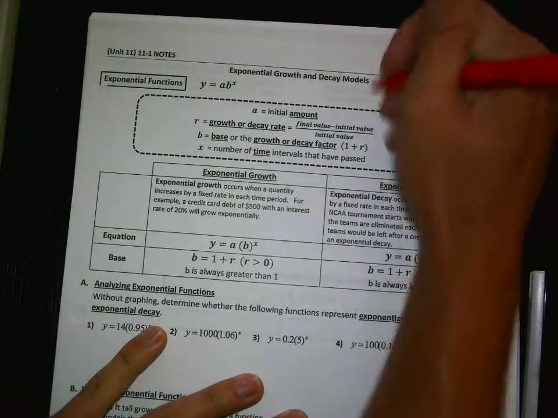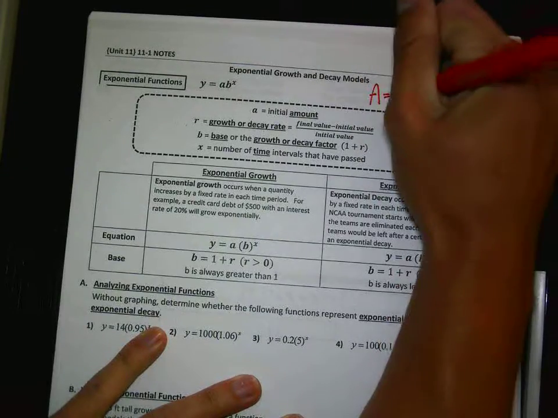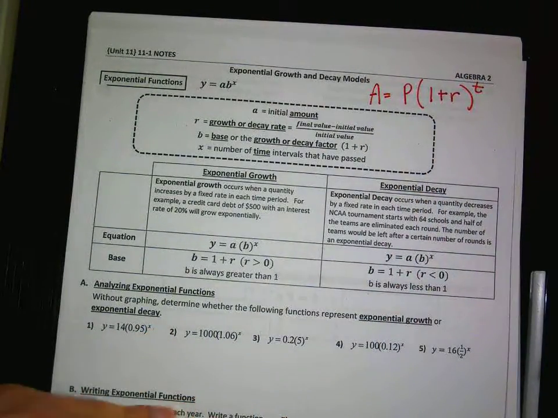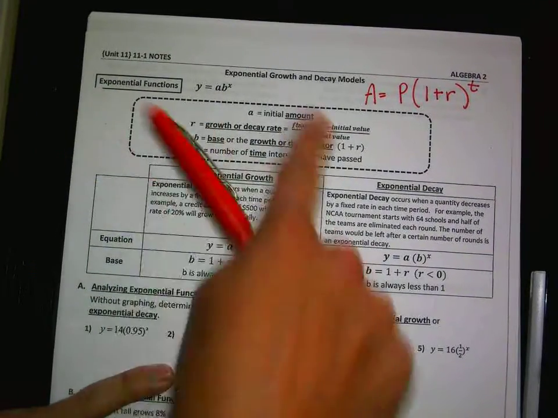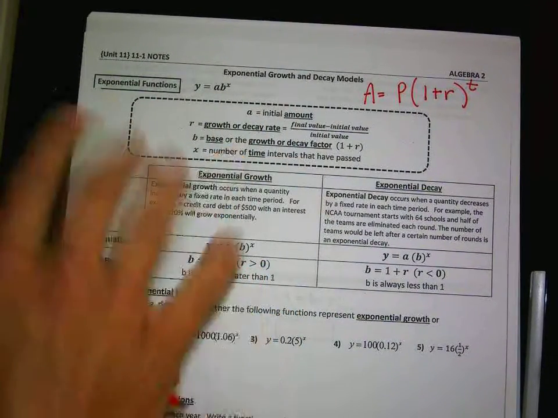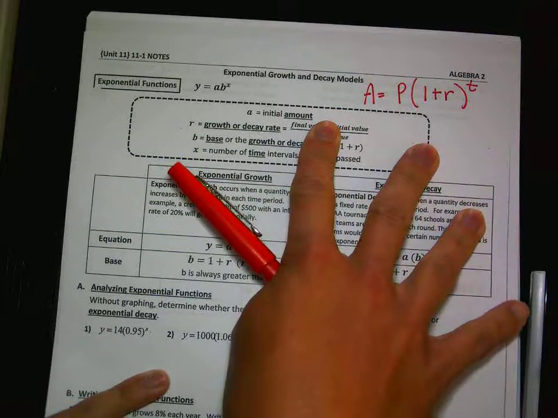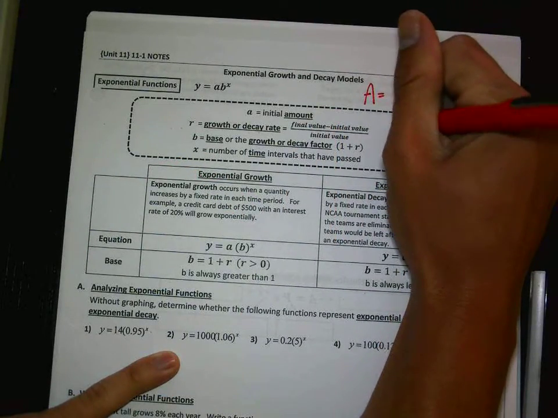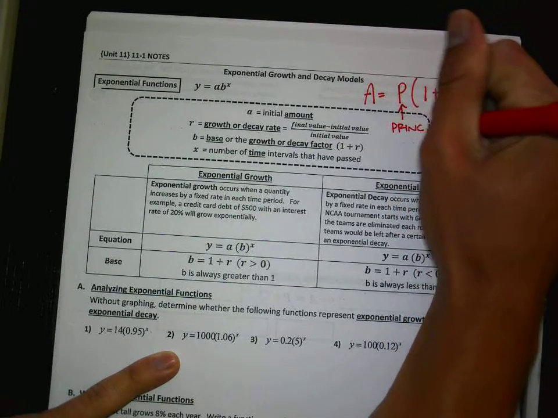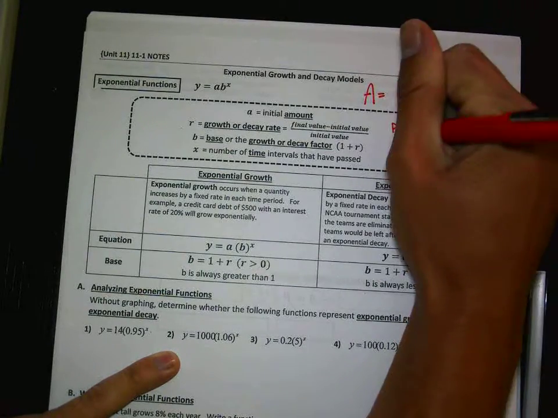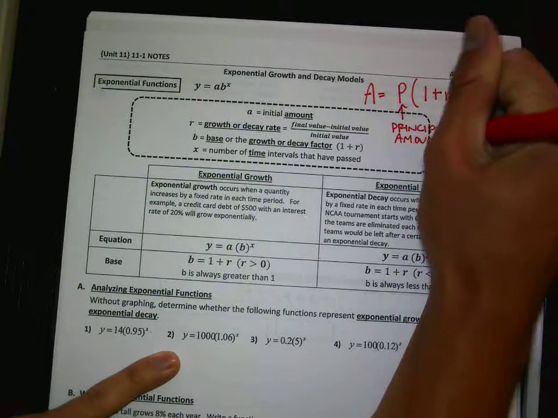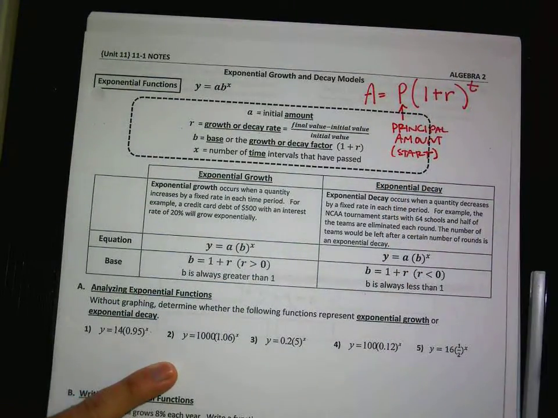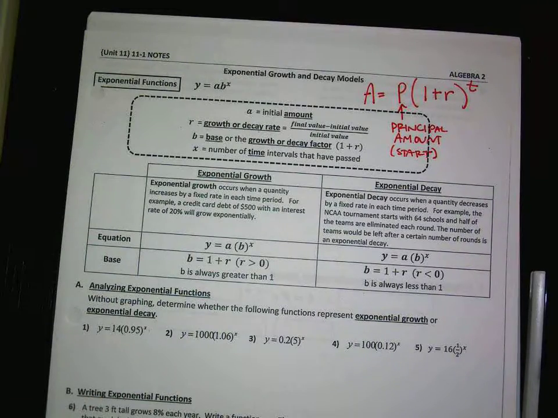For the first one, A equals P times 1 plus R to the t value. That's kind of what this box right here is talking about. So we're just going to simplify and just have the formula. P is going to be your principal amount, or in other words, the amount you start with. All right, so principal amount, the amount you start with.